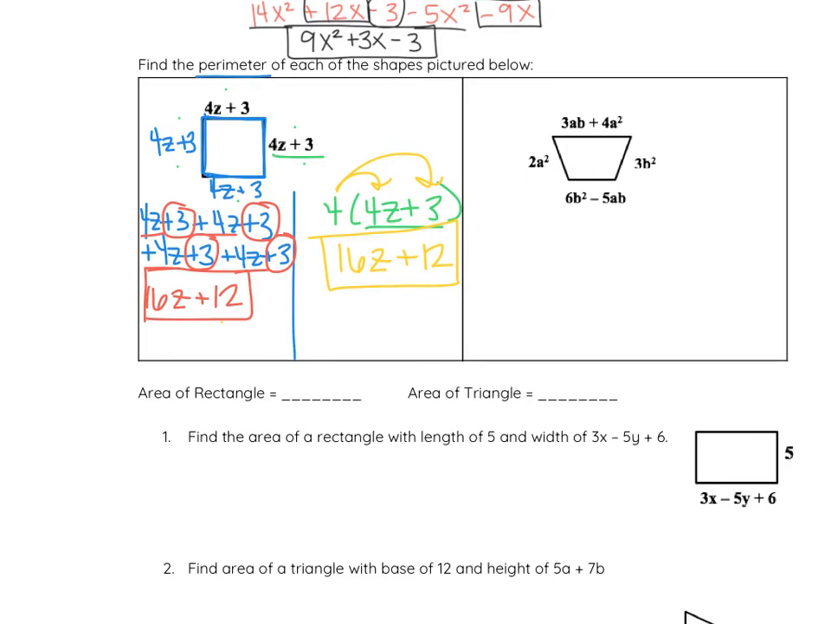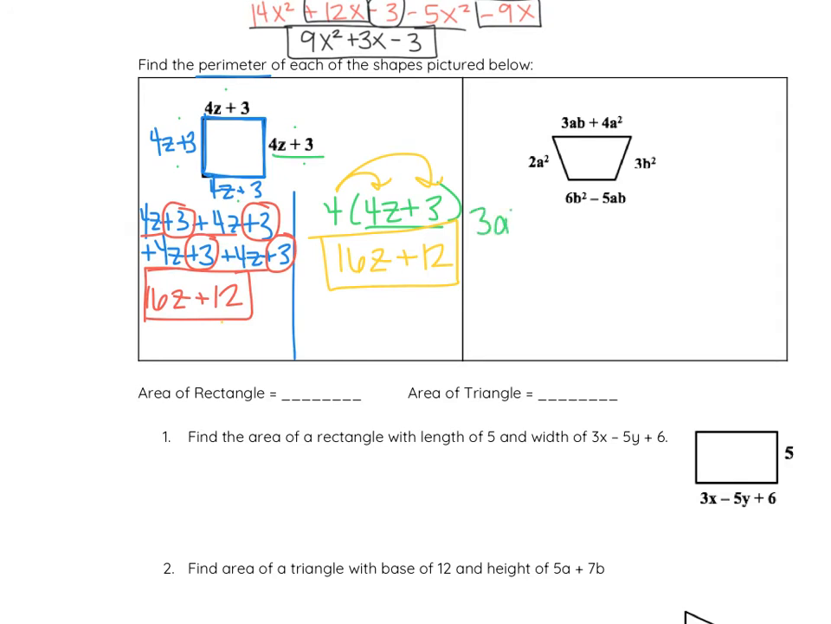So the next example is a trapezoid. And so we can't use that same, like, just multiply it by 4 because all of the sides in this case seem to be different. So what we would need to do is just add up all 4 sides.